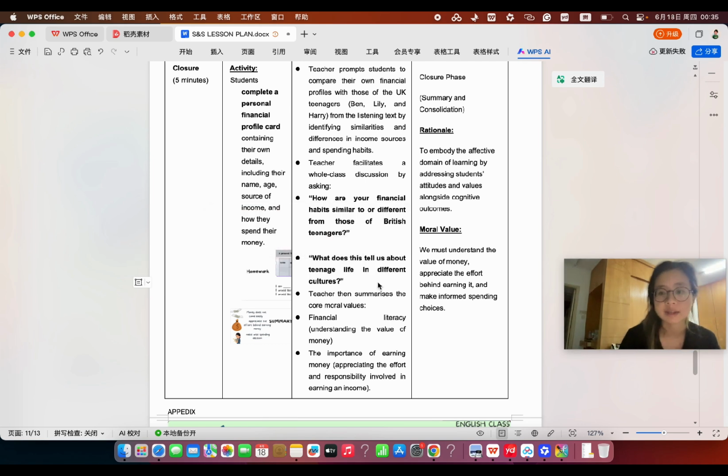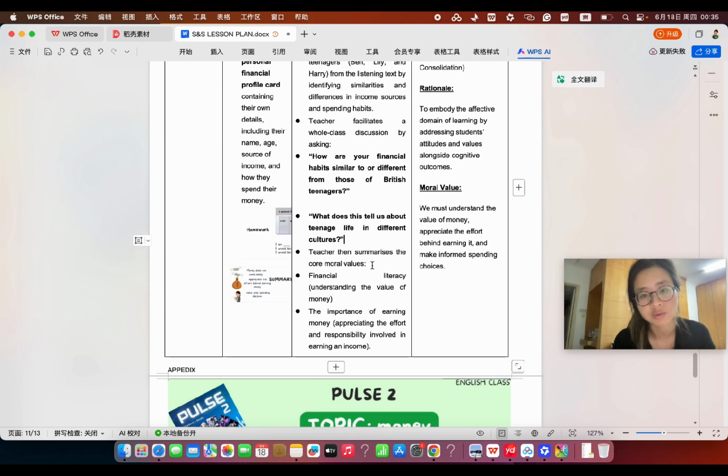This reflective discussion is very necessary because it will encourage students to connect classroom learning with their personal experiences. So this closure stage also addresses the affective domain of learning by promoting self-awareness, critical thinking, and intercultural understanding.